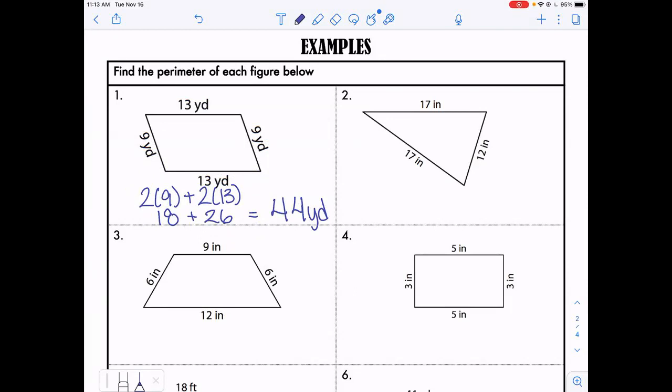Okay, what shape do we have on number 2? Triangle. How do we find the perimeter of a triangle? Add up all the sides. 17 plus 17 plus 12. What's 17 plus 17? 34. Okay, 34 plus 12 is what? I can't hear. 34 plus 12 is 46. What did you say? 34 plus 12.